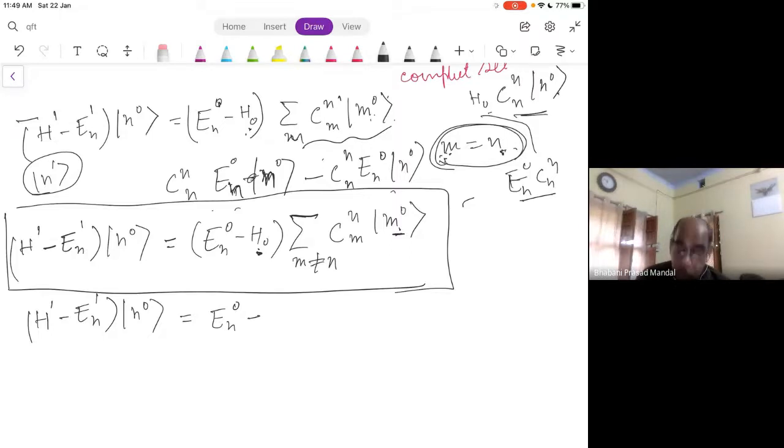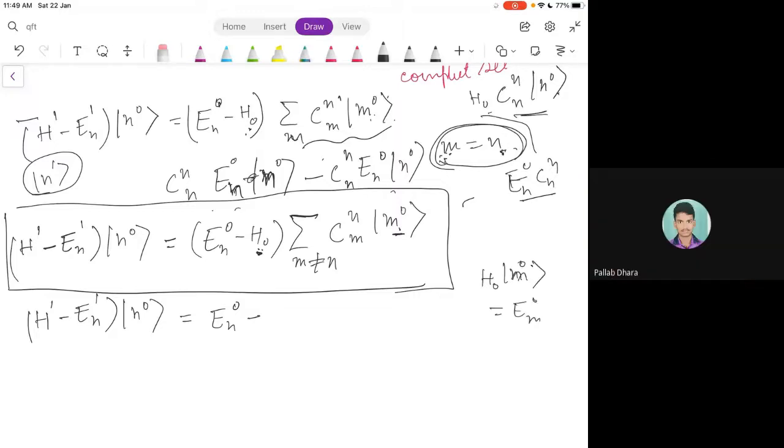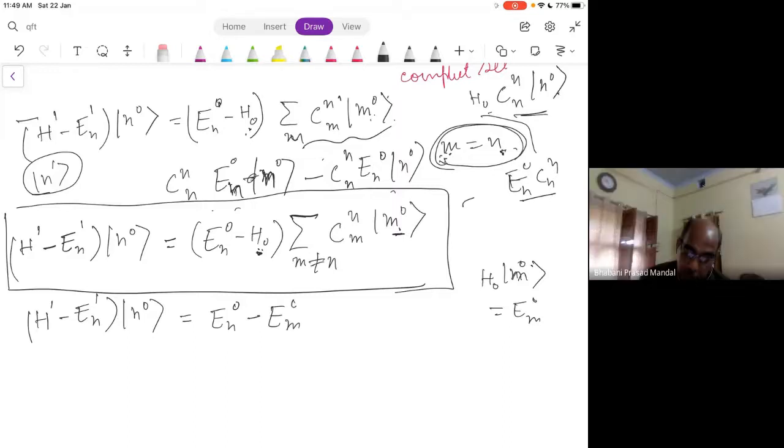Binayak, are you confused with that? Can you tell me that when H0 acts on this state, m0 state, what you'll get? M0 will give you Em0. Yes. So you get Em0 times sum m not equal to n, and then C n m m0. Right? This you will get Em0 times C m0.